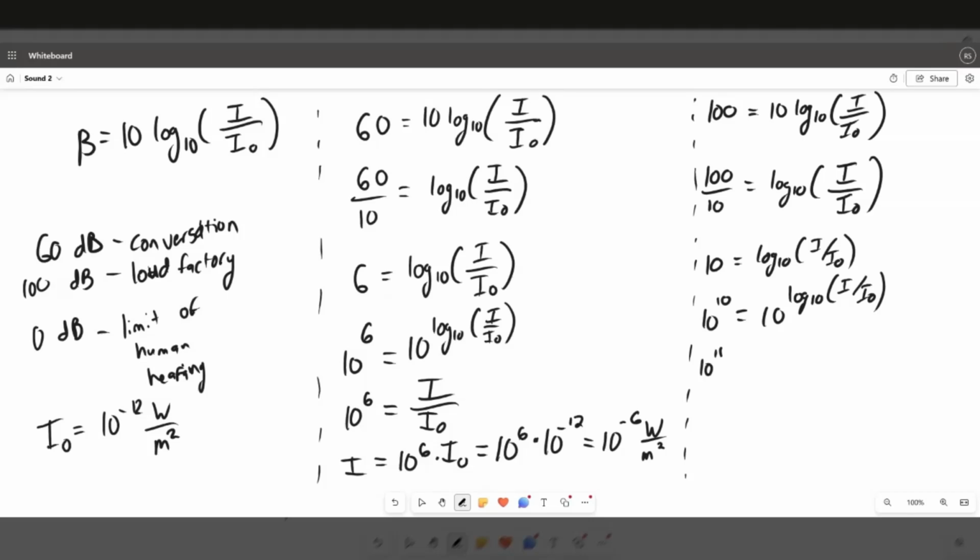10 to the 10 equals... so 10 to the log base 10 cancels out. I over I0 is left. And so the intensity of a 100 decibel factory is 10 to the 10 times I0. So 10 to the 10 times 10 to the minus 12 leaves you with 10 to the minus 2 watts per meter squared.